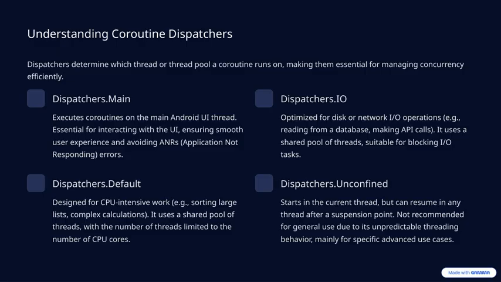Finally, we have Dispatchers.Unconfined. This one starts executing in the current thread, but after a suspension point, it can resume in any thread. Because of its unpredictable threading behavior, it's generally not recommended for everyday use. It's mainly reserved for specific advanced scenarios where you need that kind of flexibility. Understanding these different dispatchers helps us assign the right tasks to the right threads, making our apps more efficient and responsive. It's a key part of managing concurrency effectively in Kotlin coroutines.